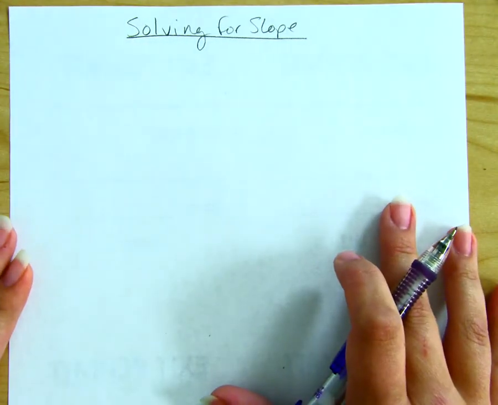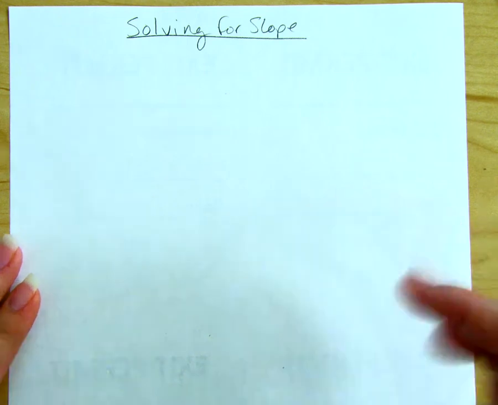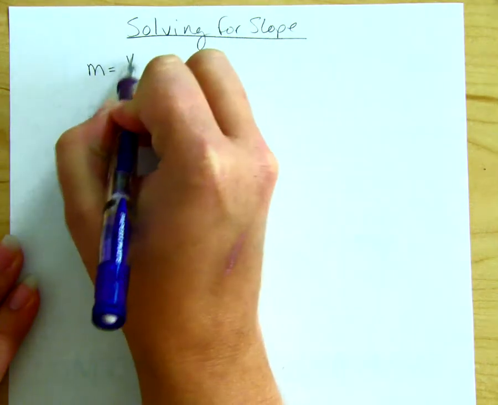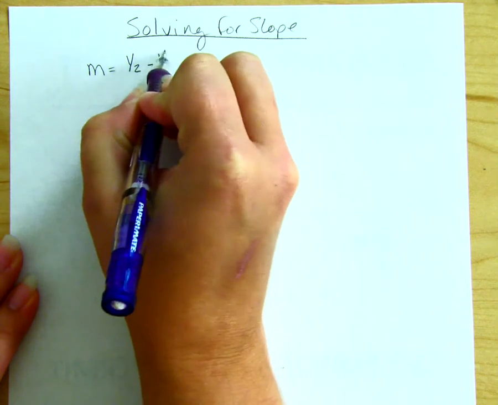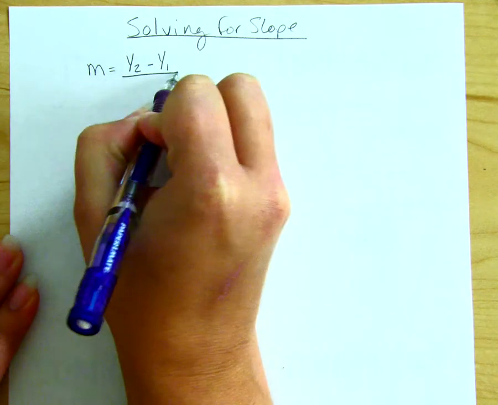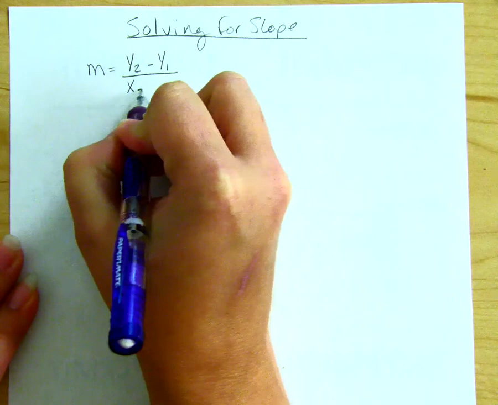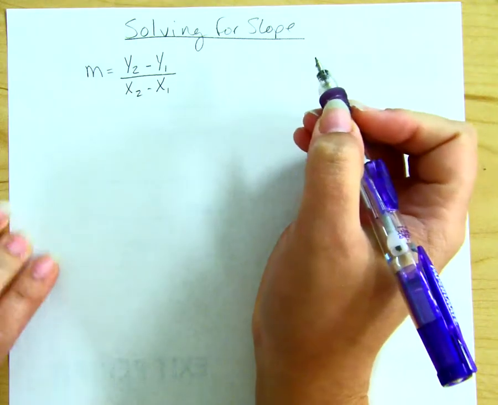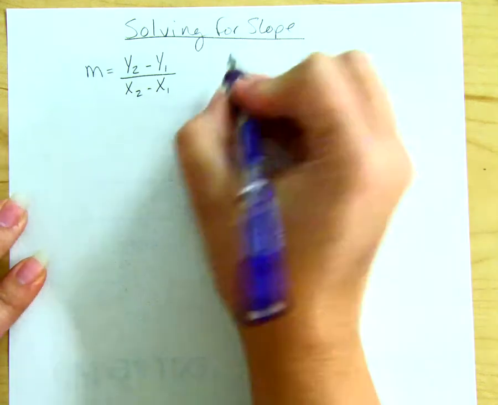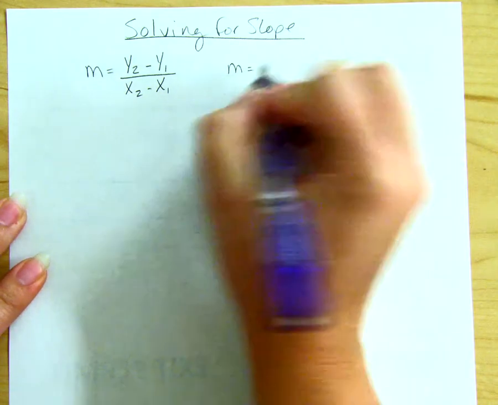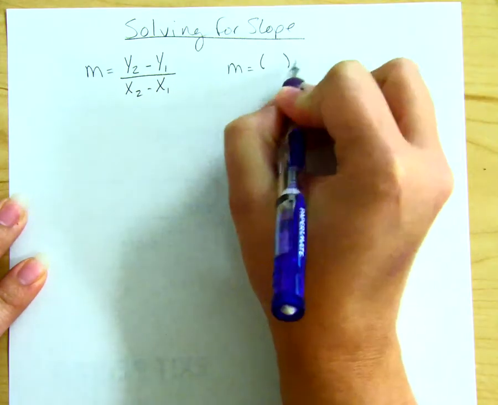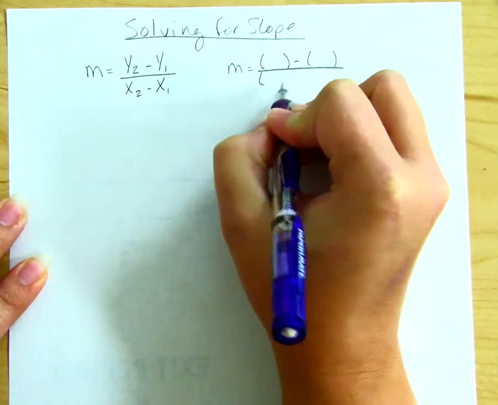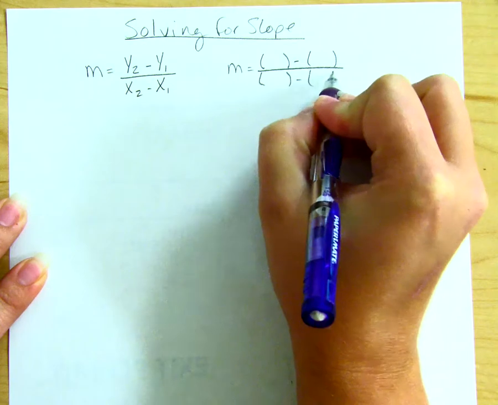Okay, today we are going to solve for slope. If you remember, our slope formula is m equals y sub 2 minus y sub 1, all divided by x sub 2 minus x sub 1. We use a skeleton when we're solving for slope, and our skeleton looks like this. M equals parentheses minus parentheses, all divided by parentheses minus parentheses.